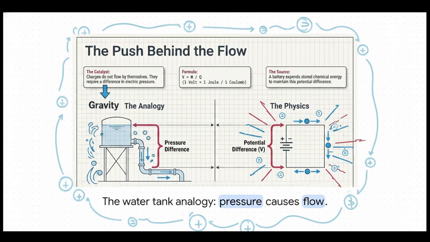Now, you might be wondering, why do these charges move at all? They definitely don't just flow on their own. Our core mental model here is a water tank. Just like a water tank uses gravity to create a pressure difference, forcing water down through the plumbing, a battery expends stored chemical energy to maintain a potential difference. This potential difference, which we measure in volts, acts as the electric pressure that pushes charges right through a circuit. Basically, without the push, there is no flow.